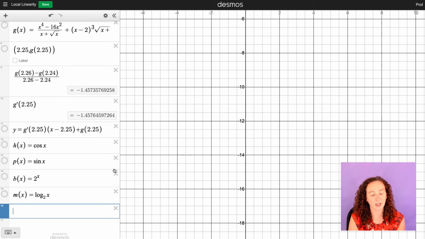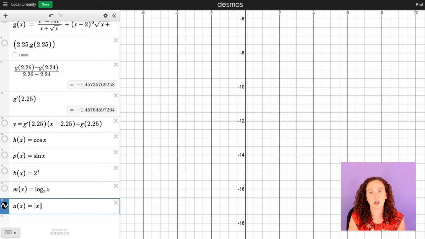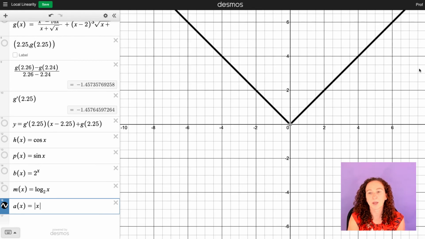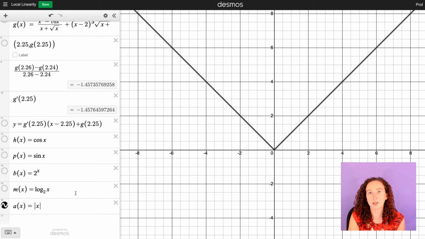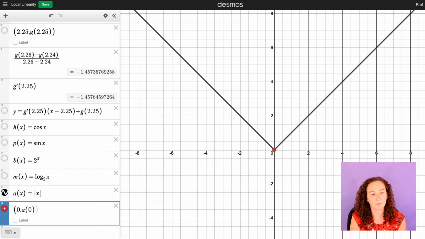So I'm running out of names, but I'm going to call this one a of x, and it's going to be the absolute value of x. Now, the absolute value of x is actually a piecewise function that is equal to x when x is greater than or equal to 0, and the opposite of x when x is less than 0. Now, if we were to zoom in anywhere along here, we would get that our function is locally linear. But if we pick this point, 0, 0, so I'm going to put the point 0, a of 0.